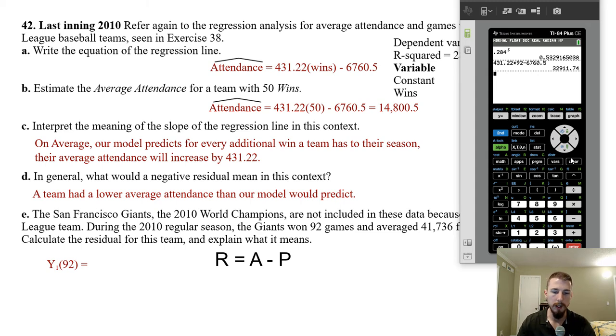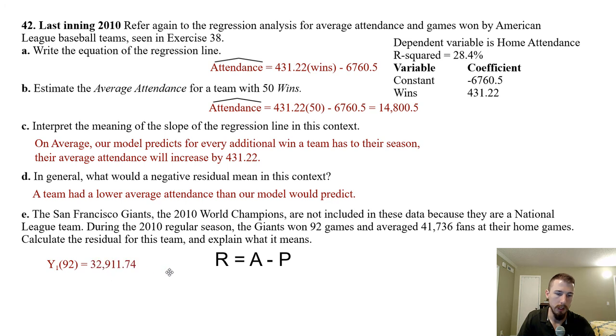Now, if I want to find the residual, the residual is the actual minus the predicted. So the actual they said was 4,736 minus the prediction, which is right here, and that's going to give me a residual of positive 8,824.66 on average. So essentially that was what we got from plugging into our equation, and then we subtract that from the actual to get this value here.